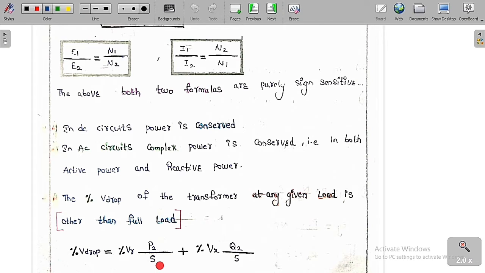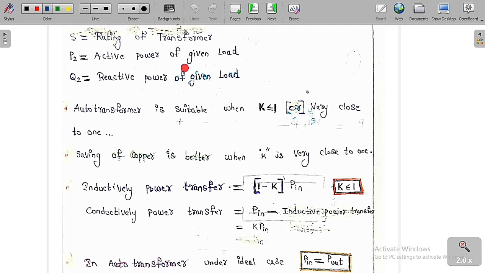So this is a very important formula. Therefore, the percentage of voltage drop in the internal impedance of the transformer is equal to the percentage of voltage drop in the resistive part into P2 by S, plus the percentage of voltage drop in the reactive part into Q2 by S, where S is the rating of the transformer, P2 is the active power rating of the load, and Q2 is the reactive power demand of the load.